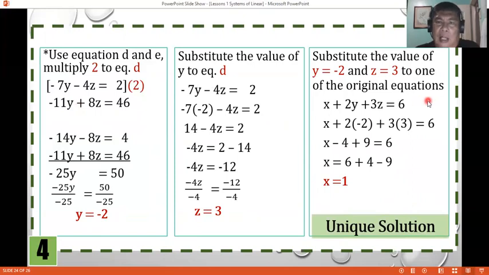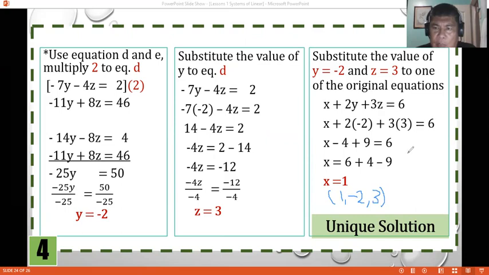So, yung tatlong line na yan, three-dimensional line na yan, mag-i-intersect sila sa x equals to 1, y equals to negative 2, z equals to 3. Ang common solution niya is ganito siya. Parenthesis. Una mo yung 1, yung x, comma. Tapos, negative 2, yung y. Tapos, 3 yung z. Ganyan siya.